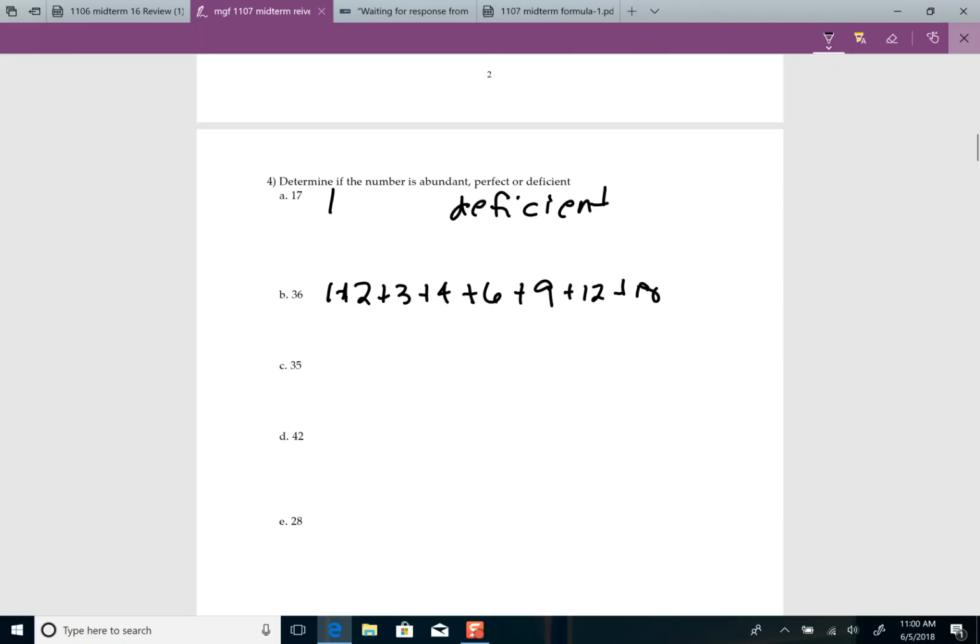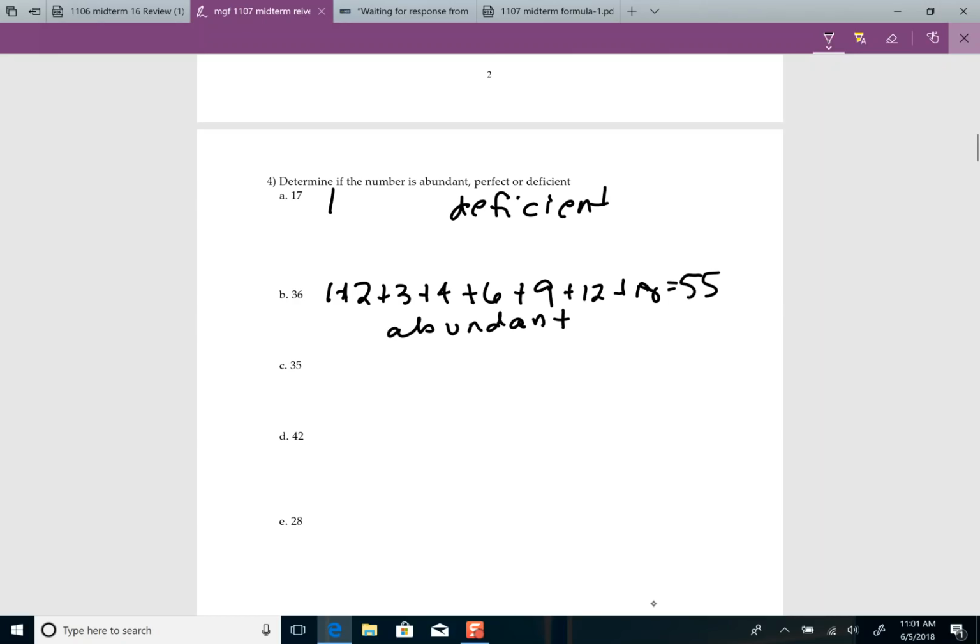So I'm going to add in my calculator. 1 plus 2 plus 3 plus 4 plus 6 plus 9 plus 12 plus 18. That gave me 55. Okay, that's definitely abundant. You don't really have to know the exact number that it adds up to. If you can see like 12 and 18 is already 30, so definitely this is abundant, then write that. It's going to be multiple choice on that part. You're just going to pick deficient, abundant, or perfect.